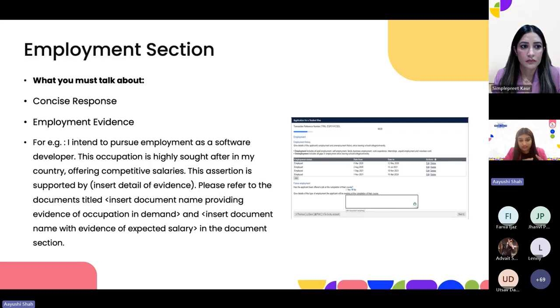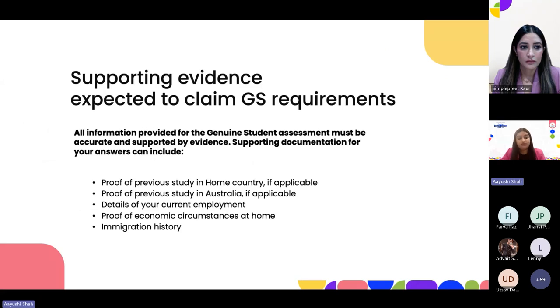They want you to give apt information with documentary evidence. For example, I've just given a brief slide. You can see in the slide that it says, I intend to pursue employment as a software developer. This occupation is highly sought after in my country, offering competitive salaries. The assertion is supported by the document mentioned here. Please refer to the document titled so and so. You can look into this and see how it's going to help you.